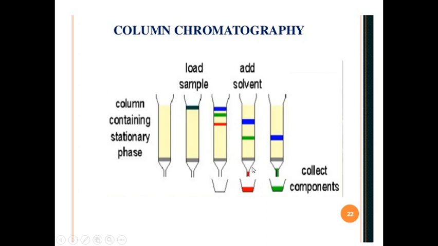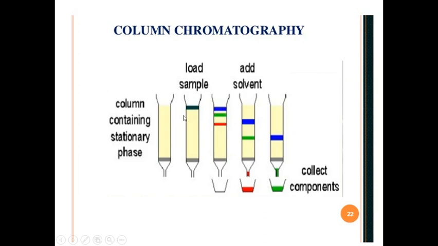But if your target molecule comes out from the column, for example the green, and this green is a target molecule, then this type of elution is known as specific elution. Why? Because in the elution process our target molecule comes out from the column and we can collect it with the help of collecting tubes. So this is all about column chromatography.